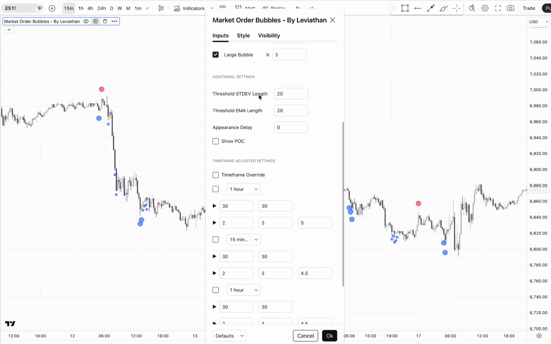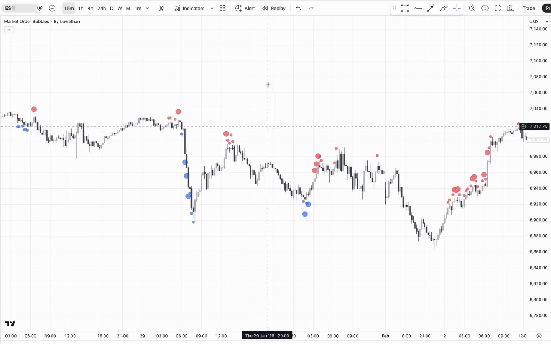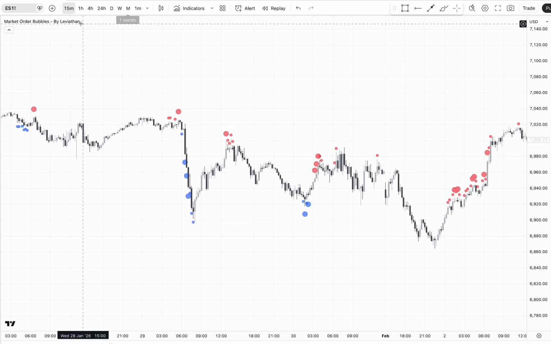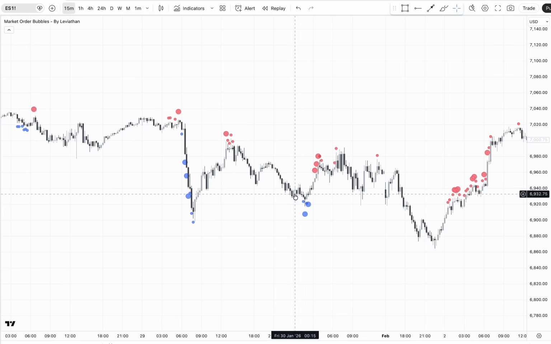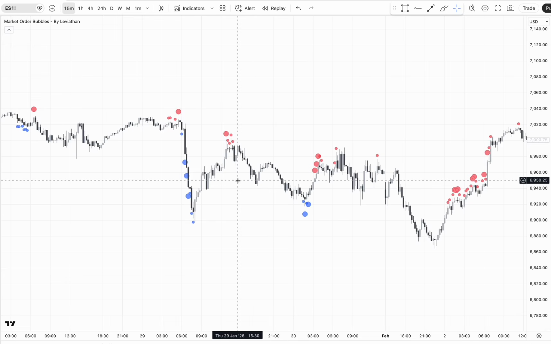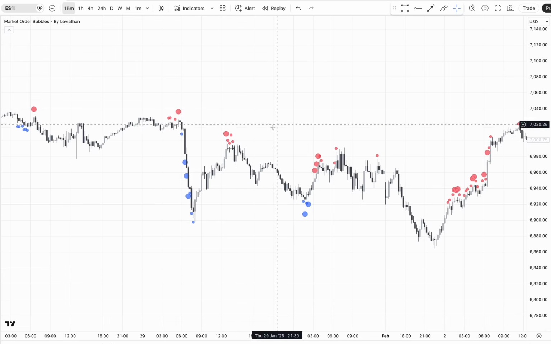Same thing with the standard deviation length and the EMA length. For me personally, I found that 20 and 20 works the best on the 15 minutes and the hourly for stocks, futures, as well as crypto. Test it out yourself, decide which standard deviation length and EMA length works best for you personally. This indicator can be used on any time frame, whether it's 1 minute, 15 minutes, 1 hour, daily, weekly, monthly. You just need to adjust the standard deviation lengths, the EMA length, as well as the threshold multipliers, and you're good to go.